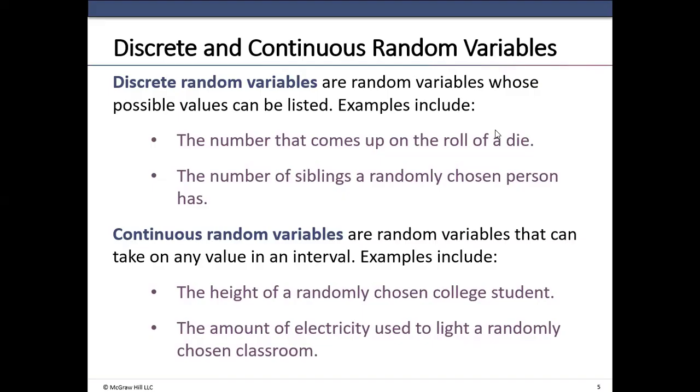Continuous random variables are random variables that can take on any value in an interval. Examples include the height of a randomly chosen college student. Why is it continuous? Because first of all, we measure the height. Next, it can be anywhere between 5 and 6 feet in that continuous range. Another example is the amount of electricity used to light up a randomly chosen classroom, which is measured by a meter.